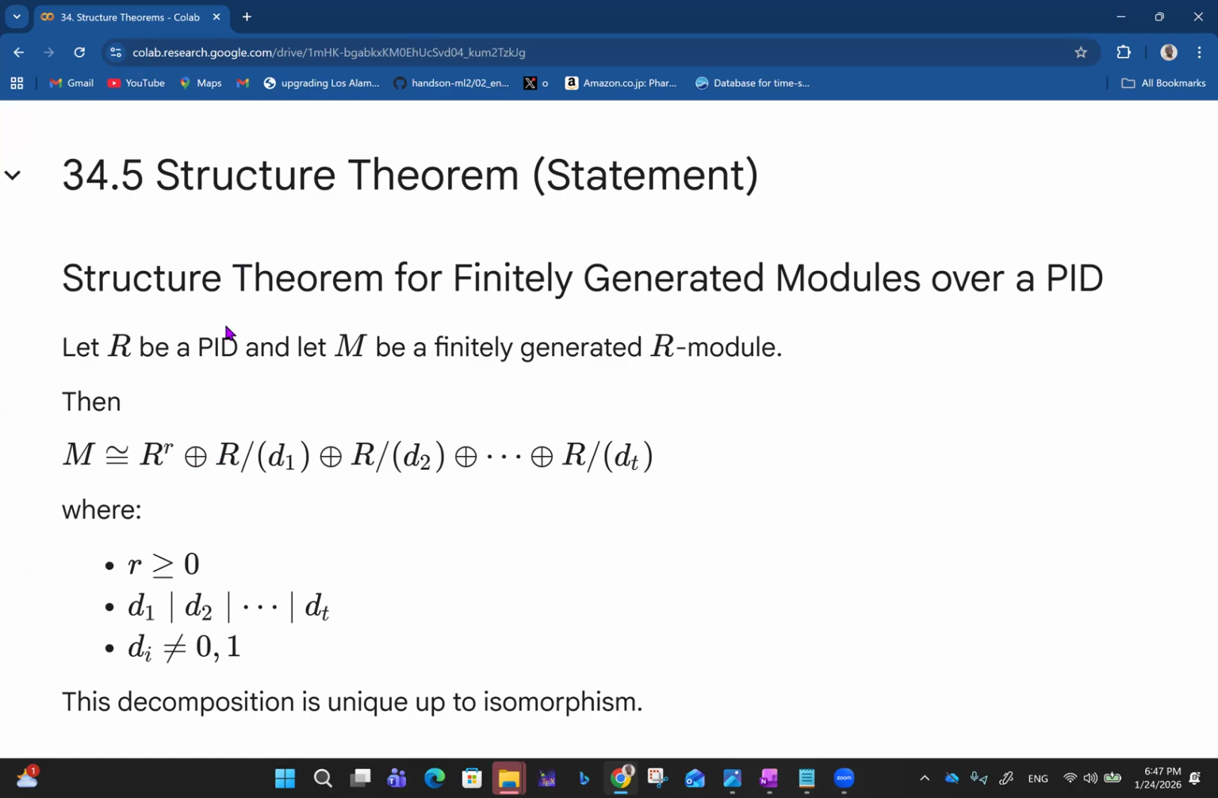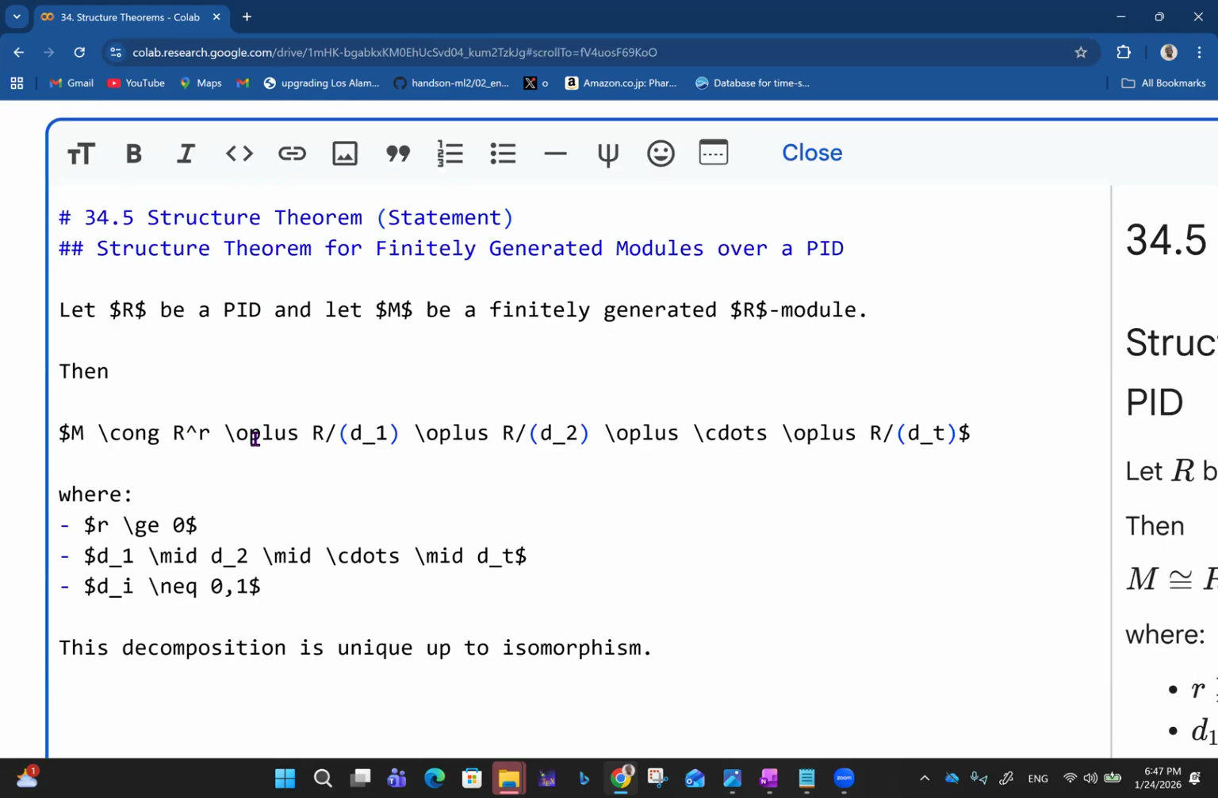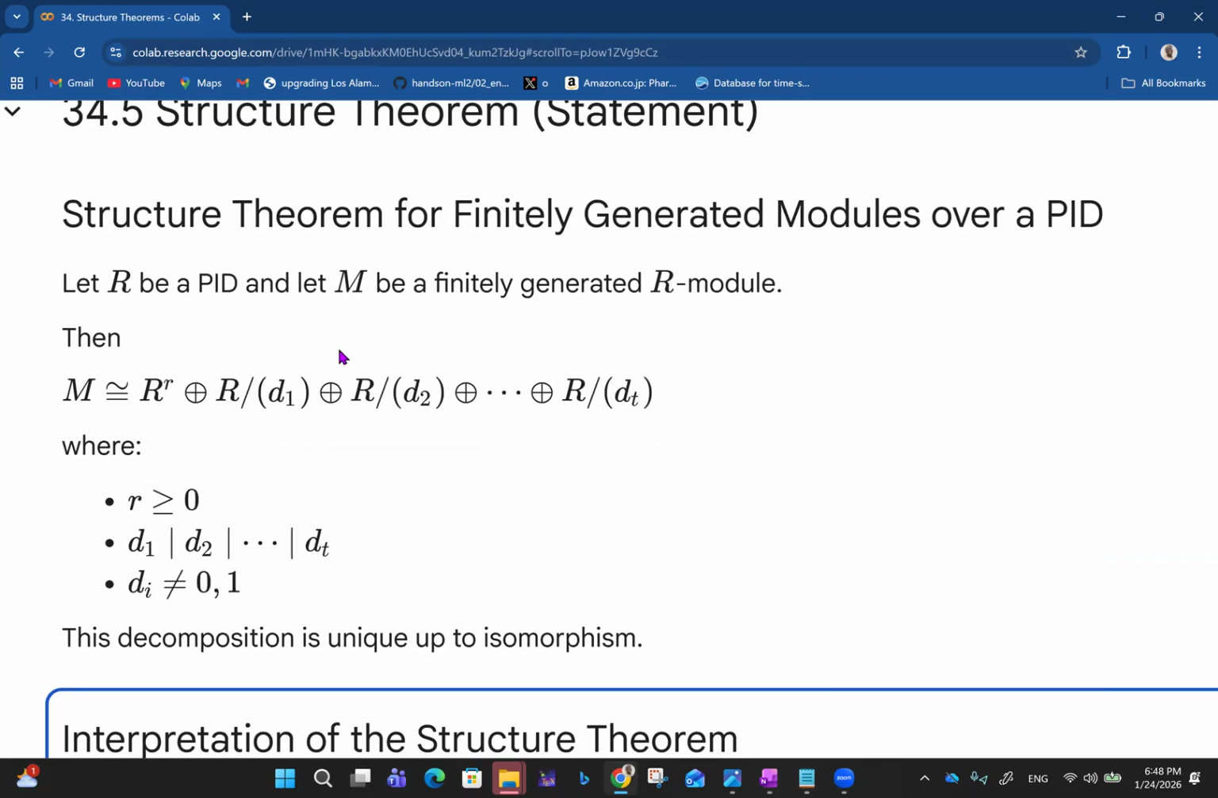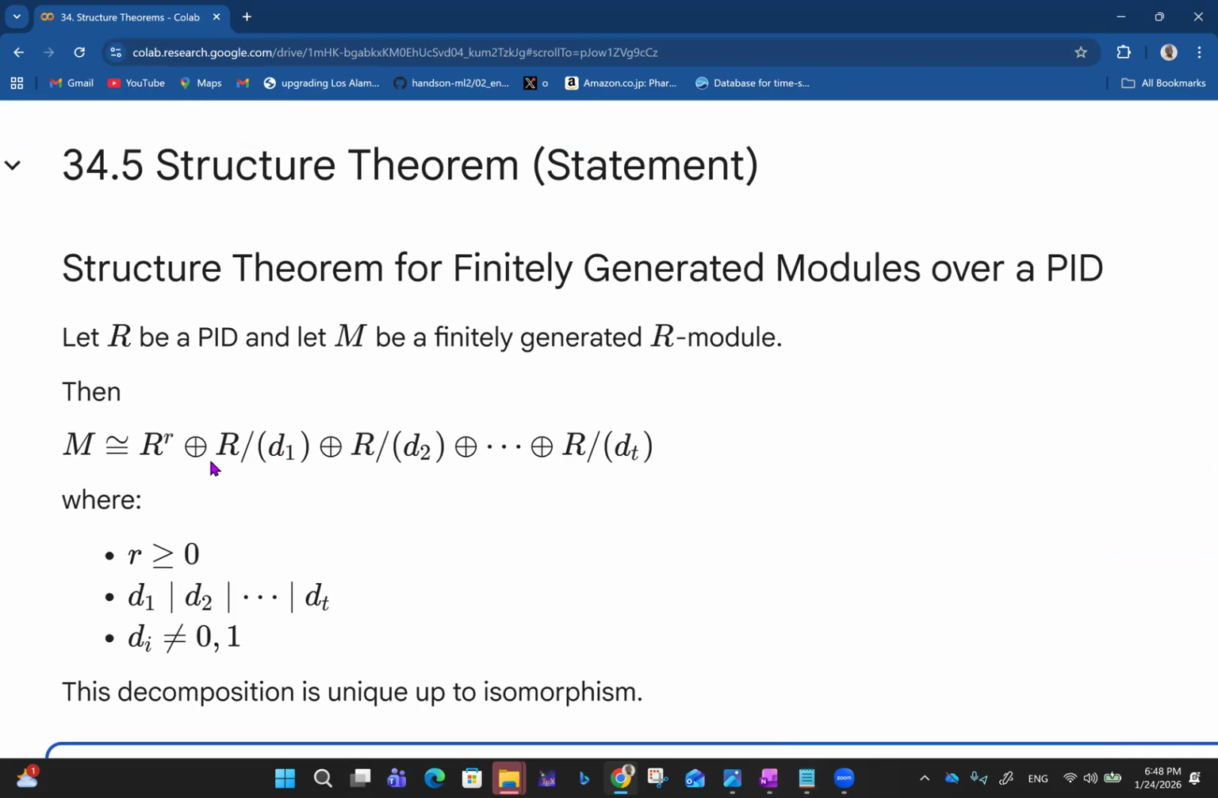Okay, I want to see what this is called now. I remember I checked it. Okay, yeah, ⊕. That's the direct sum symbol. So that's R^r ⊕ R/(d1) ⊕ R/(d2) ⊕ all the way to R/(dt). So from d1 to dt.